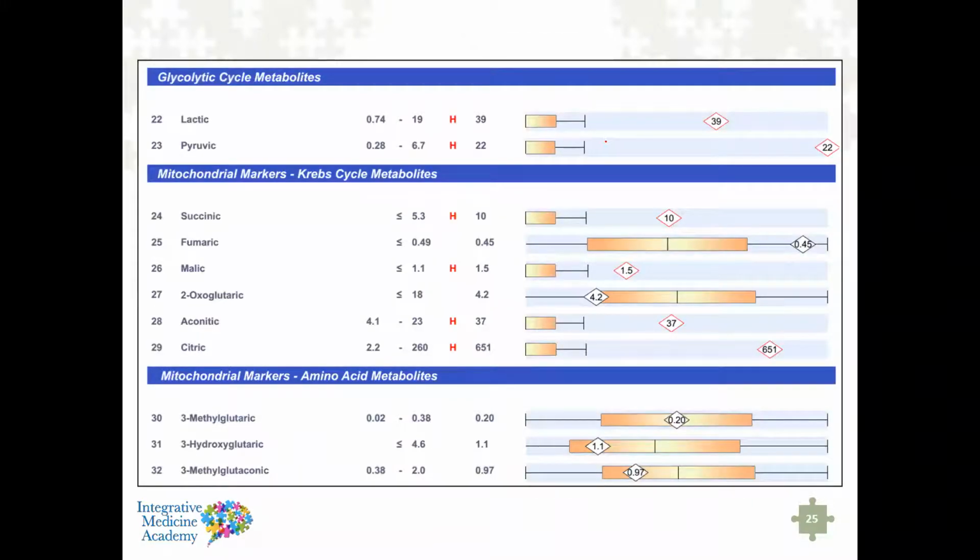So there's always, or usually, more than one reason that some of these markers are out of balance. And it becomes our job as practitioners to try to figure out what are the things that could be contributing to even just this section of the test linked to mitochondrial issues.